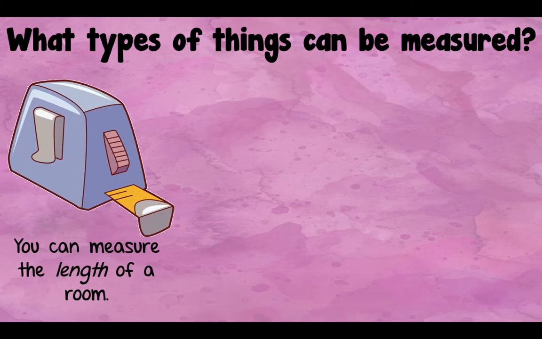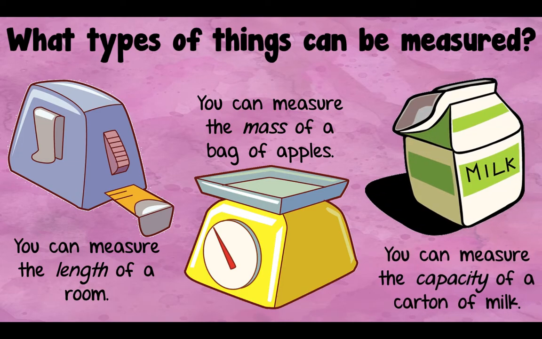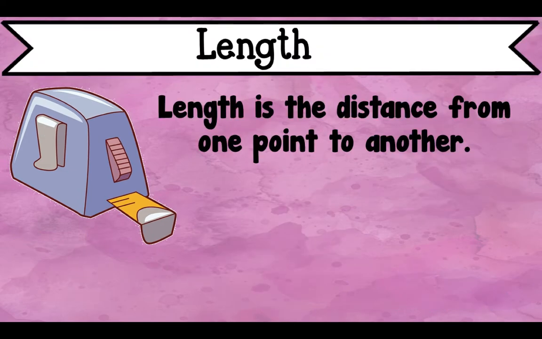So we talked about last week that you can measure the length of things, such as your bedroom. You can measure the weight or mass. They are very similar to each other. Weight is simply how much the object weighs, whereas mass is the amount of matter that an object contains. So you can measure the mass of a bag of apples, which would be very much like measuring the weight. And you can also measure the capacity of a container, which means how much can that container hold. So you could measure the capacity of a carton of milk.